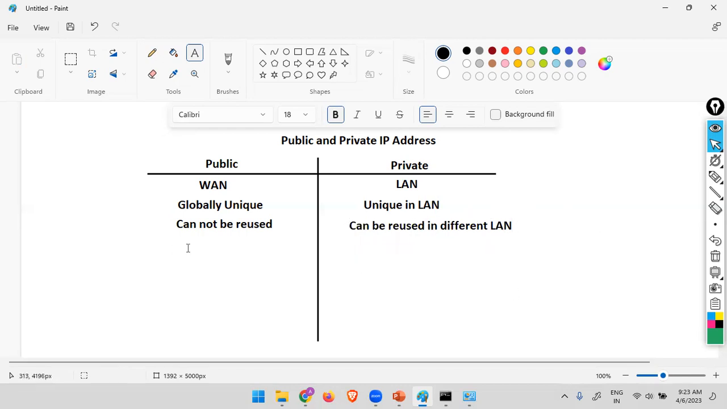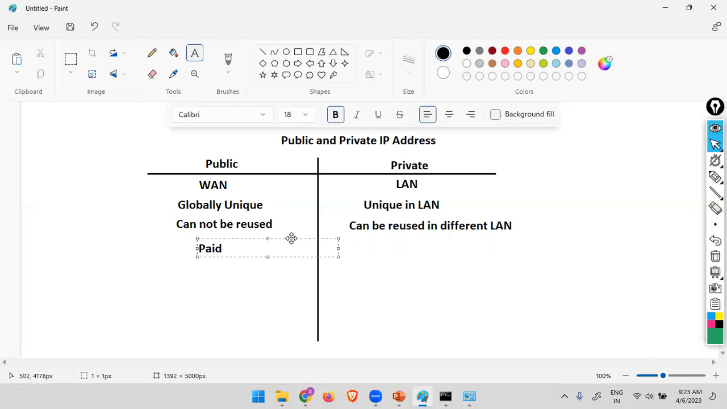Then, whenever you want to use the internet, are you able to use it for free or do you have to pay for it? You pay, right? On mobiles, you get the recharge. If you are taking a broadband connection, you have to pay every month or according to your plan. So basically, these public addresses are paid addresses, you have to pay for them. And the private addresses are free. Anyone can use them for free.